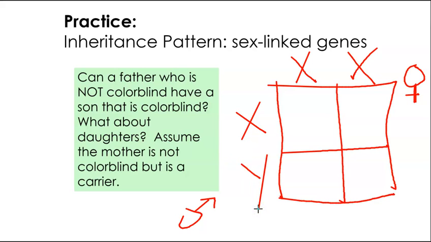Okay, now the allele is sex-linked. Mom is a carrier, so that means she is heterozygous. Her alleles are heterozygous. So let's designate the letter B for color blindness. So if mom is heterozygous, meaning she's a carrier, she will be X uppercase B, X lowercase b.